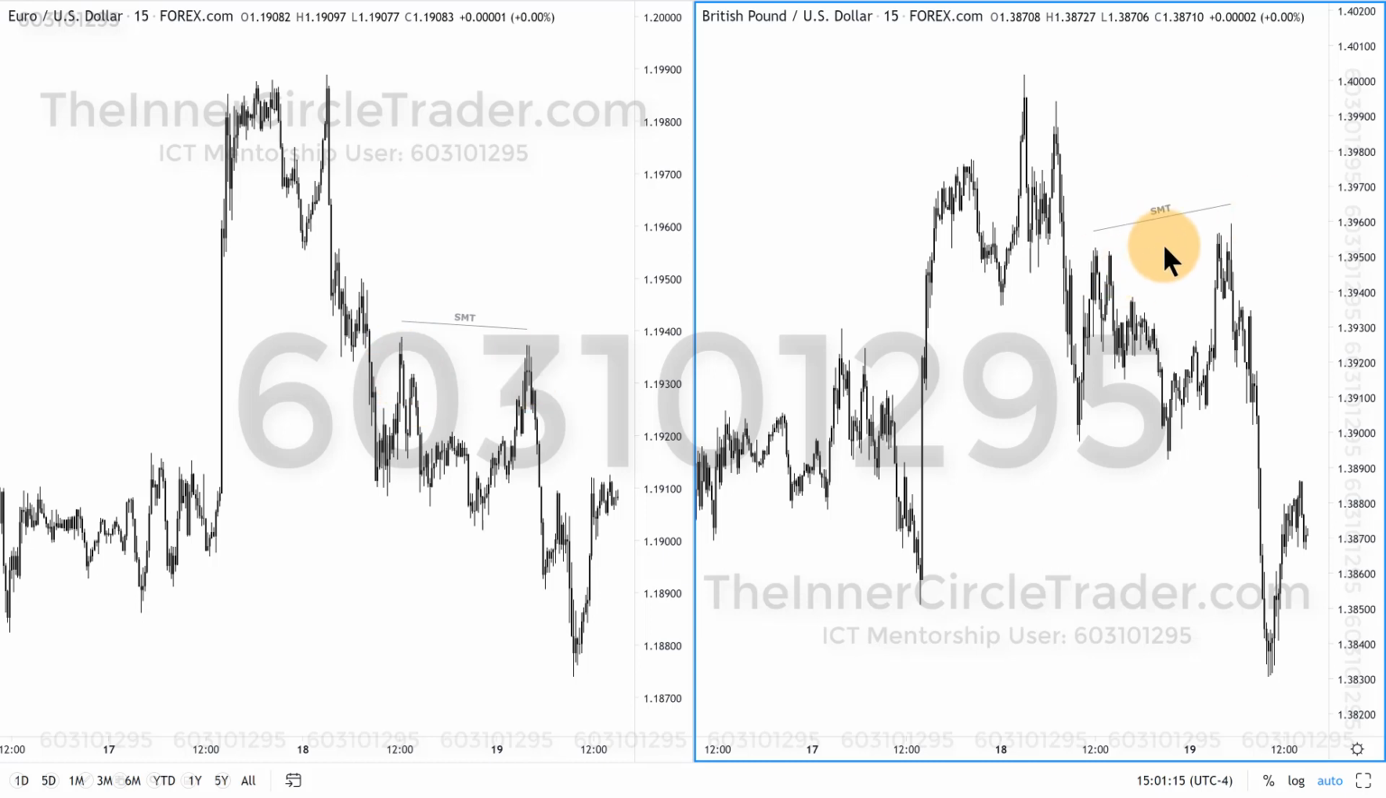This isn't necessarily better than this. The difference between trading euro over cable in this context is this. Watch.